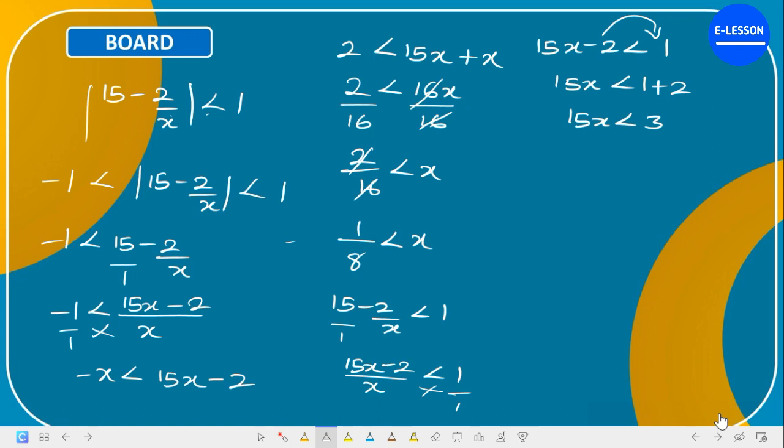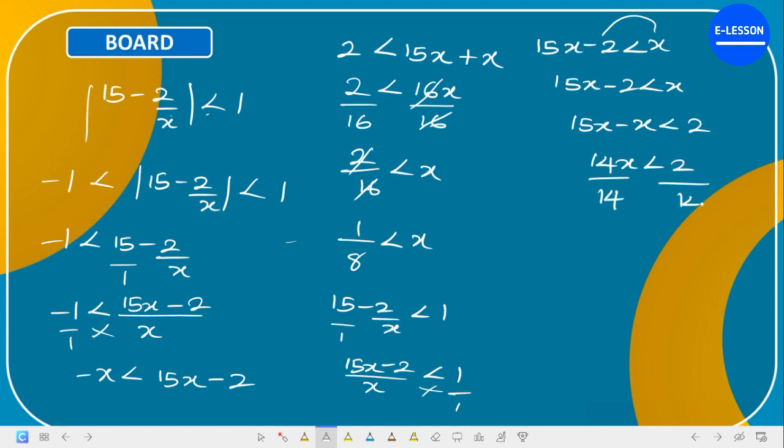Okay, we're making a mistake here. This value here, 15 minus 2 over s, multiplied by s will give us 15s minus 2, and the right side is s times 1, which gives us s. Are we getting it? So if we go by that, this will be 15s minus 2 is less than s. Now if this all crosses to this side, what is it going to give us? It's going to give us 15s minus s less than 2. Okay, now 15s minus s is 14s, is less than 2. Divide both sides by 14. Your s will be less than 2 over 14, which is 1 over 7.